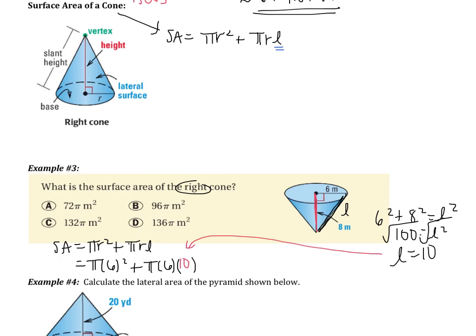Okay, so let's start simplifying. 6 squared is going to give us 36 pi. 6 times 10 is going to give us 60 pi. 36 pi add 60 pi is going to be 96 pi meters squared. So the surface area of our cone is 96 pi.